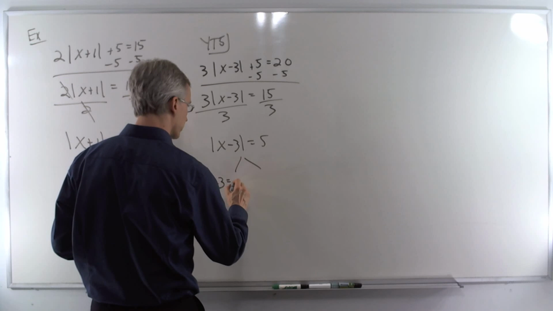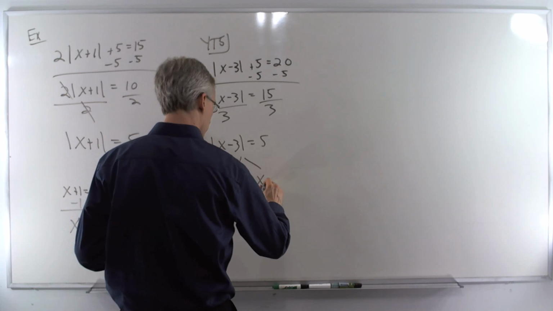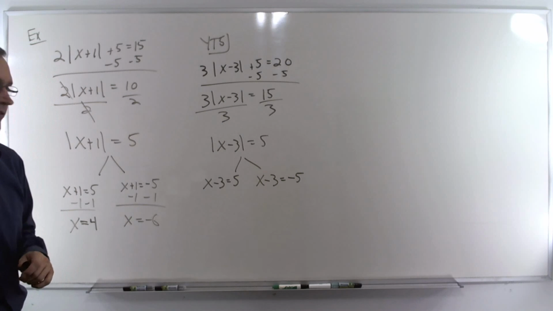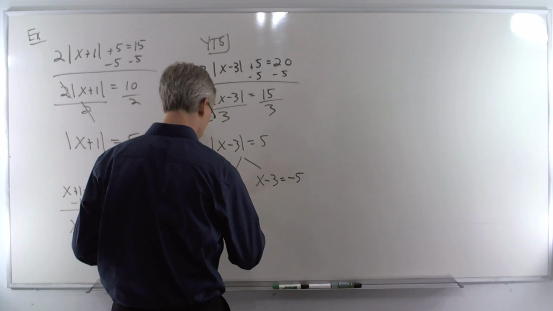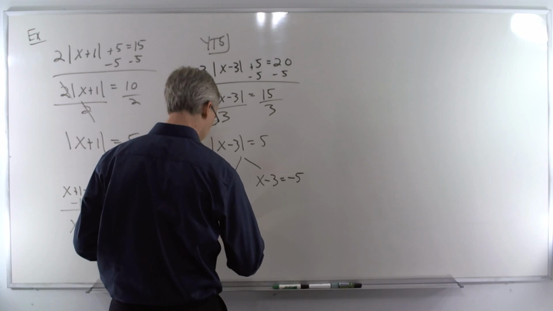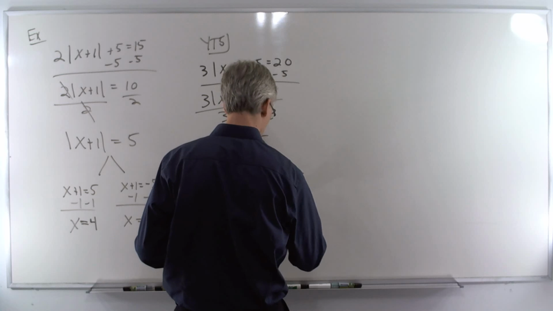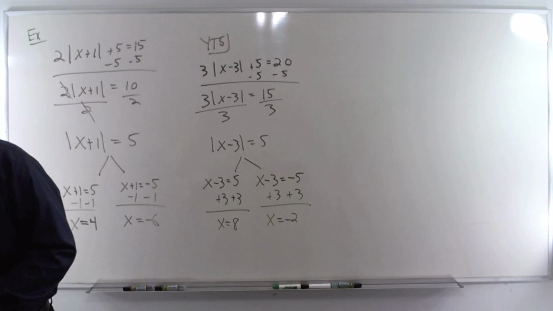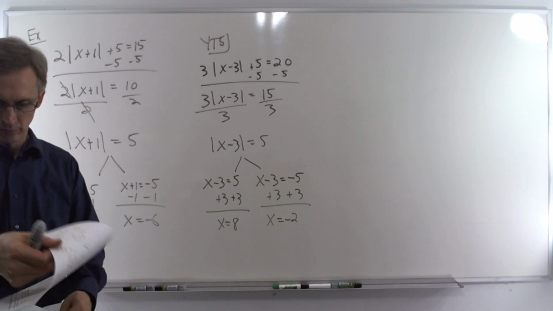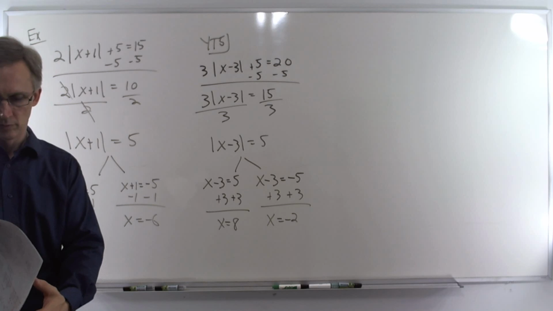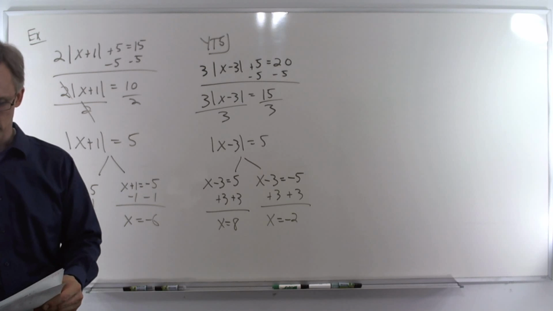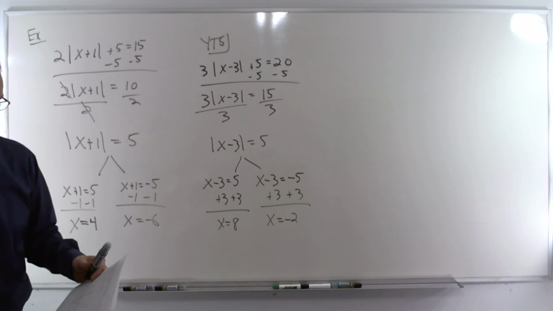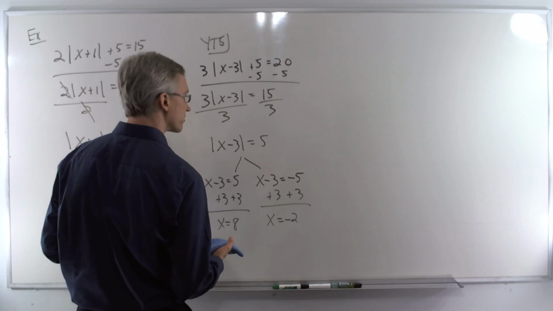Remove the absolute value bars to get x minus 3 equals 5. And then set it equal to the opposite in the other equation, x minus 3 equals negative 5. Solve both of these. And we get x equals 8. And x equals negative 2. Now, absolute value equations can have different numbers of solutions.